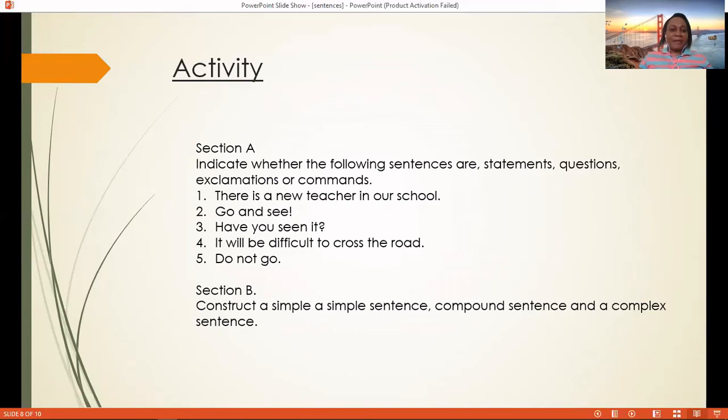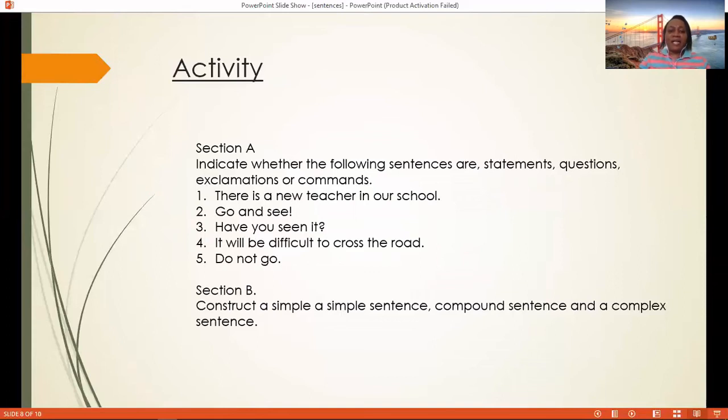Number one says, there is a new teacher in our school. Number two, go and see! Number 3, have you seen it? Number 4, it will be difficult to cross the road. Number 5, do not go. That is our section A of the activity. Then we go down to our section B of this activity.